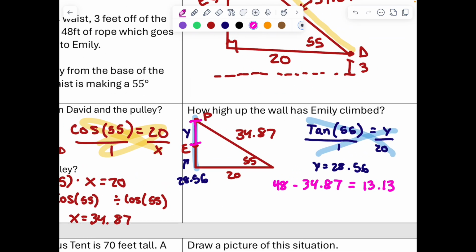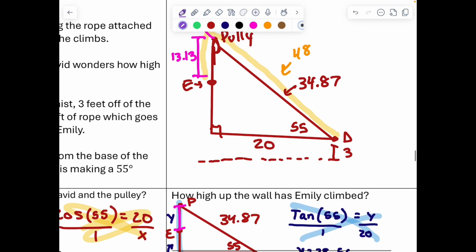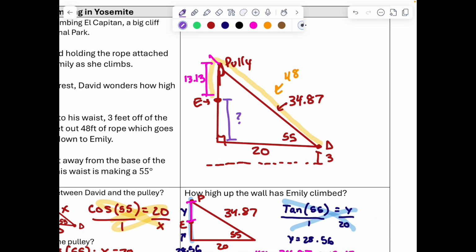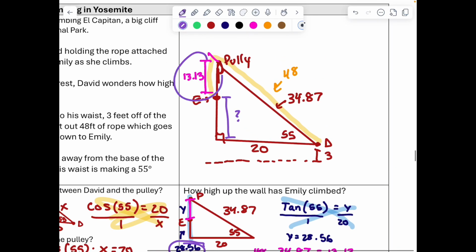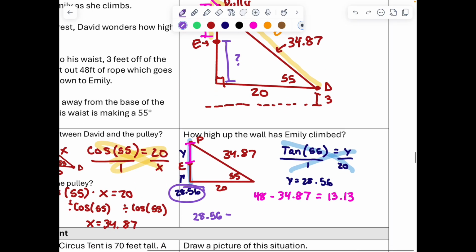And then we can continue that by going, okay, what's the rest of this distance from Emily down to the bottom, right? We found out the entire thing was 28.56, that entire side. So we're going to take that, 28.56, and subtract away this 13.13 that we got.